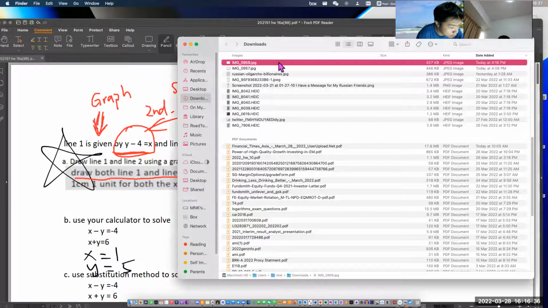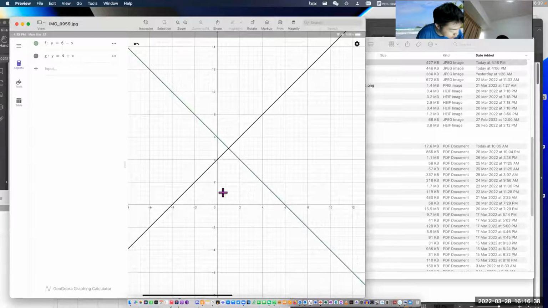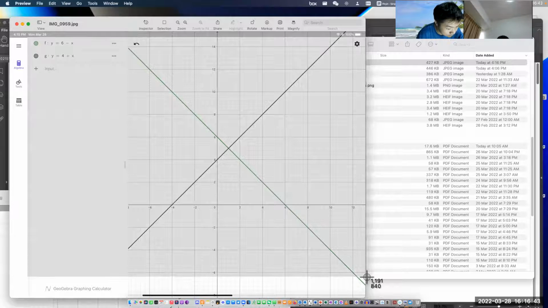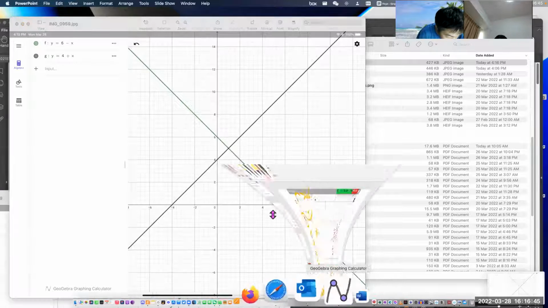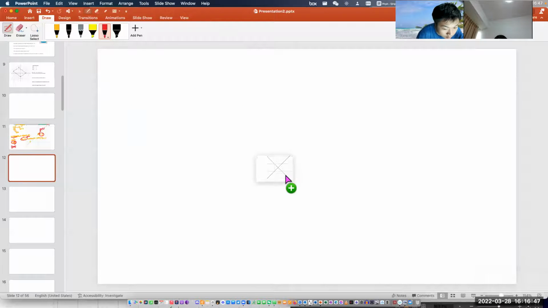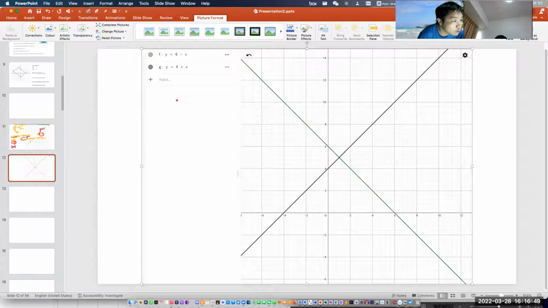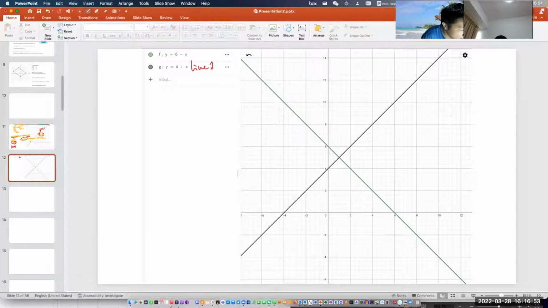Okay, so this is the one. Let me just crop it out and just get it to this. Okay, so you can see what? This is your line 1, and then this is your line 2.